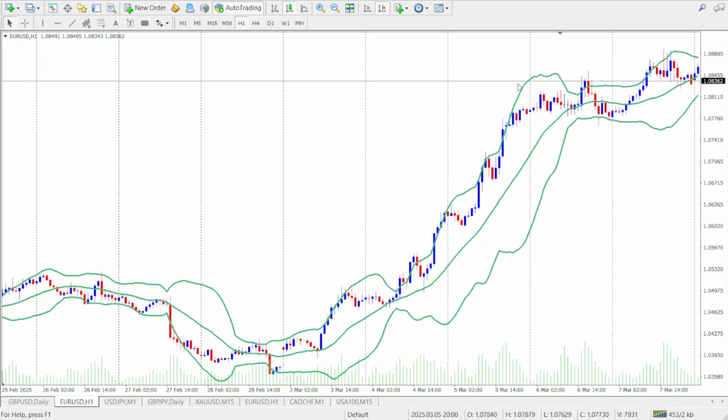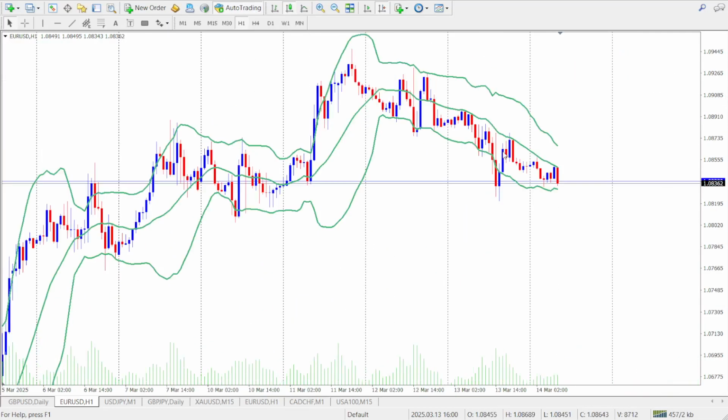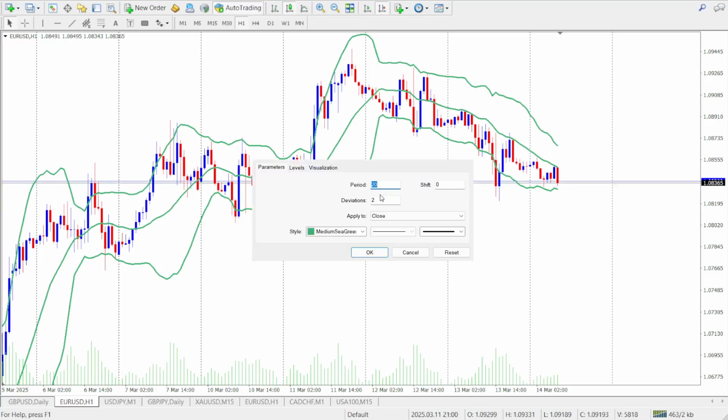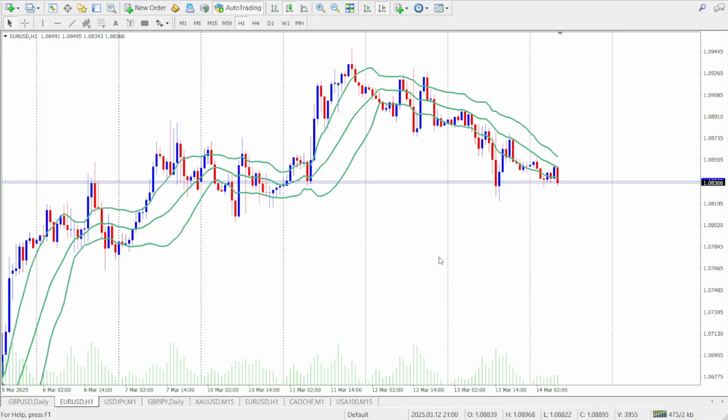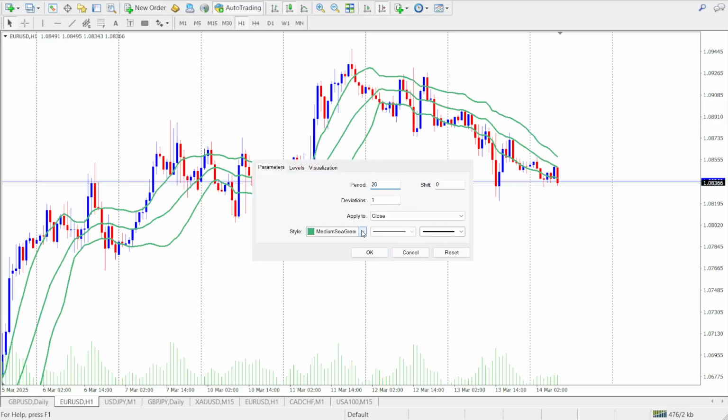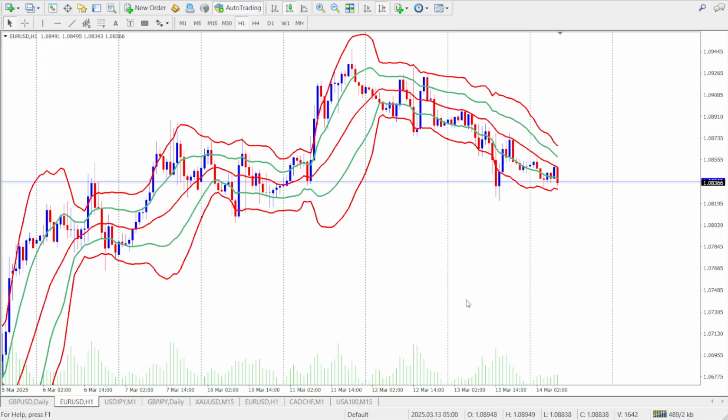So instead of using just one set of Bollinger Bands, we are going to apply two sets. So let's go to the settings of this first set. The first set will have a standard deviation of 1. And the second set is going to have a standard deviation of 2. I'm going to change the color to make it easy to identify. This is going to have a standard deviation of 2. Let me use a dark color.